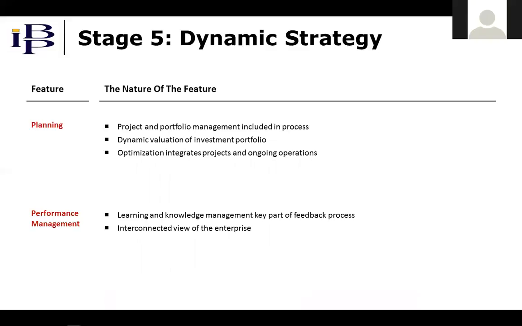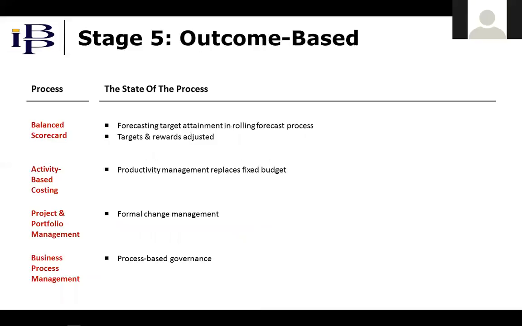From a performance management perspective, we have all we had before, but one of the things as well is you can integrate things like knowledge management into the process as part of the feedback, and have an interconnected view of the enterprise. So if you look at the balanced scorecard process, you're forecasting target attainment as part of the rolling forecast, where you can adjust targets and rewards. So if you integrate the human performance management system, these things are all connected. Productivity management replaces fixed budget, from an activity-based costing perspective. With project and portfolio management, you have a formal change management process.